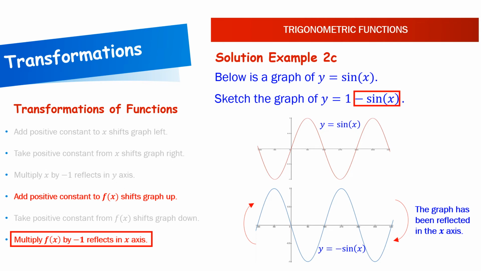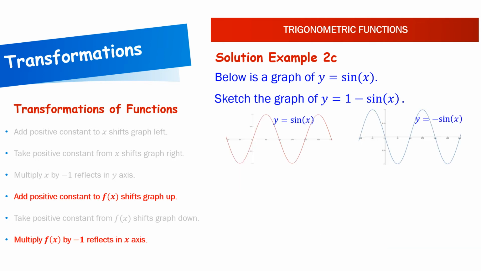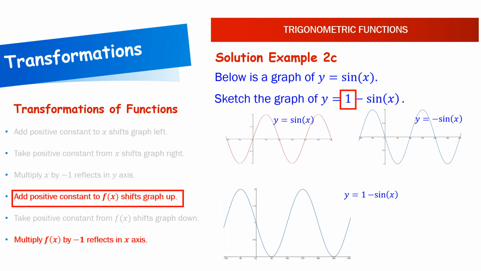So here the graph has been reflected in the x-axis. So here's y equals sine x and y equals minus sine x. Next, when we add 1, the graph of y equals minus sine x shifts upwards by 1. So it looks something like the one that you can see at the bottom of your screen.